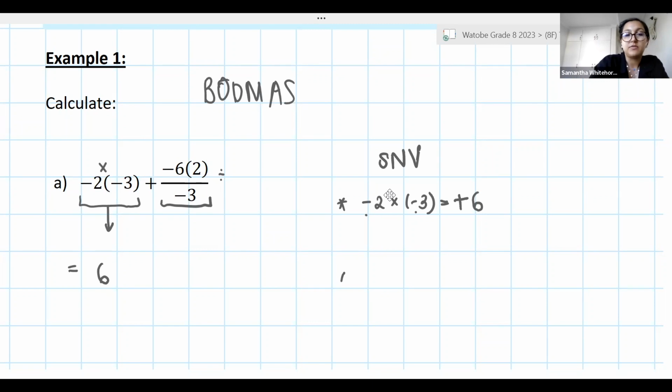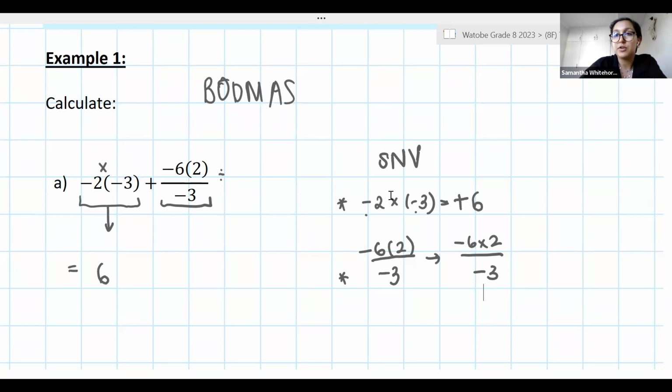Then I move on to my division. Now in my fraction, I've got a fair bit going on, so I just need to be careful. In the numerator, I actually have -6 times +2, and that is all being divided by -3. So I'm going to deal first with that multiplication, just to simplify what's at the top of my fraction. A negative times a positive, which is what the situation is, will give me a negative.